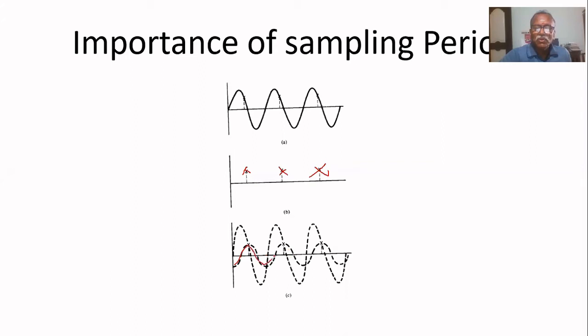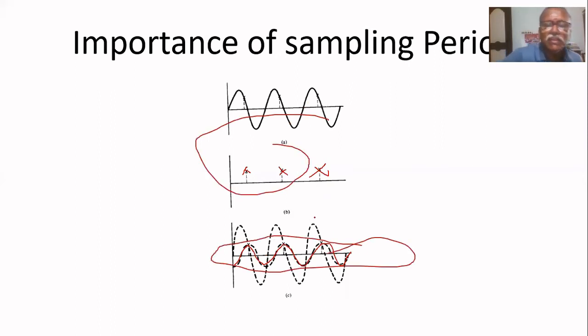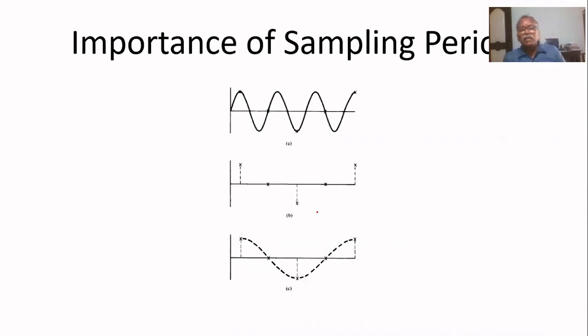So if you get back that original signal by using these sample values, it will be like this one. It won't reflect this original signal. So sampling period is very important to get the complete characteristics of the signal to be transmitted. Sampling period plays an important role to retain the characteristics.